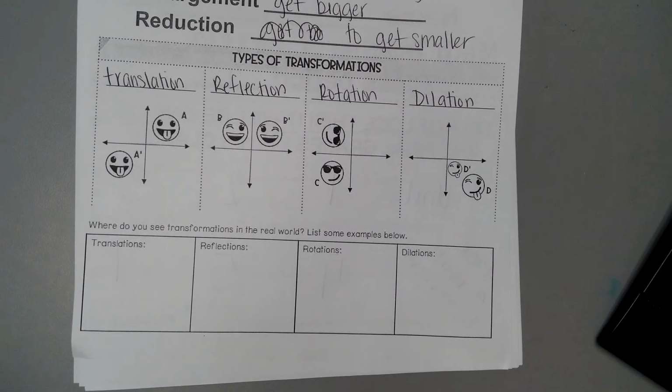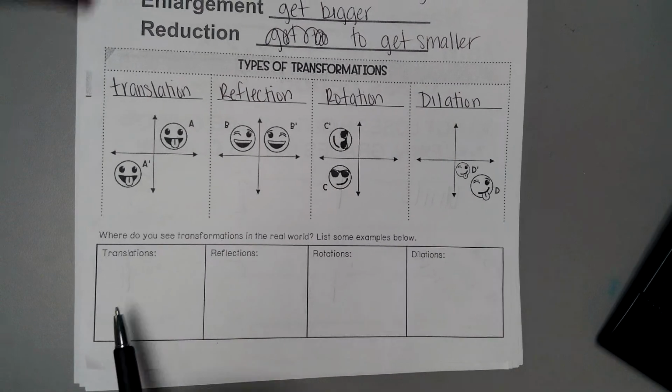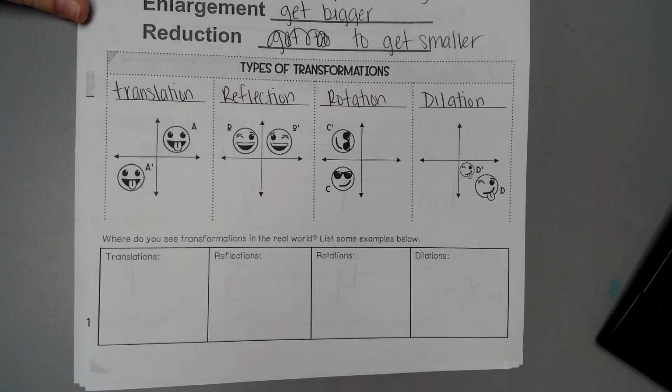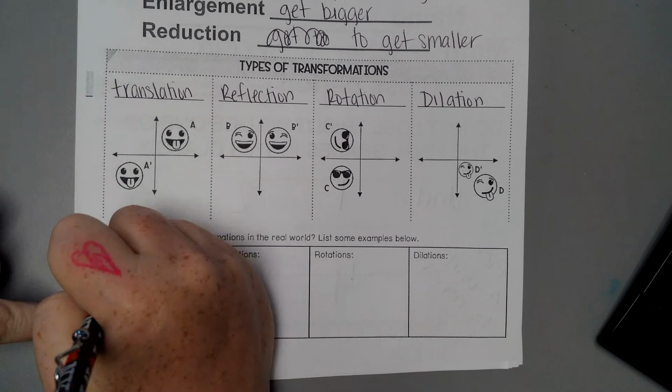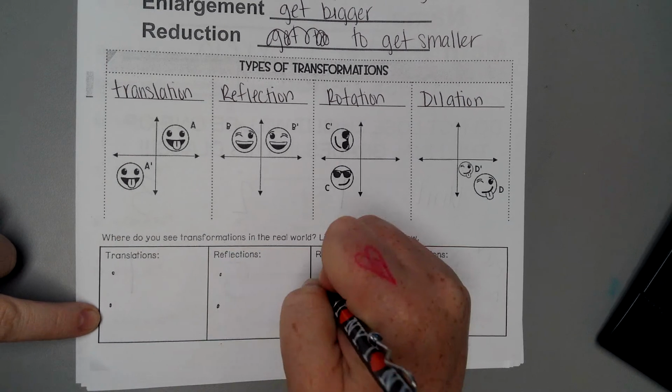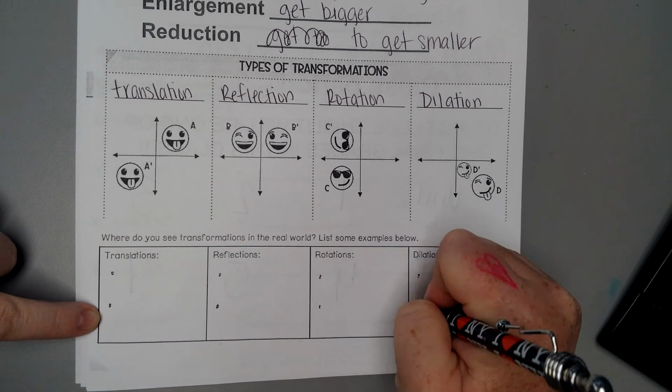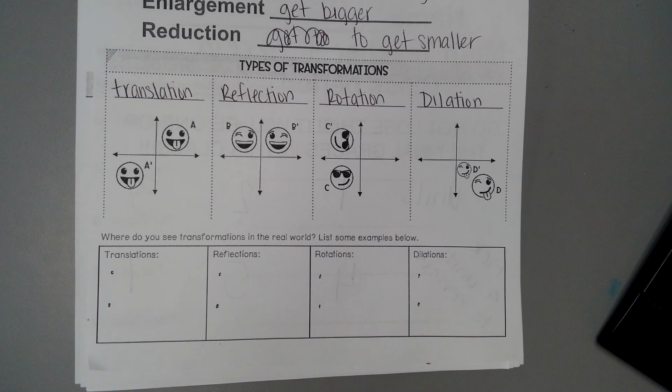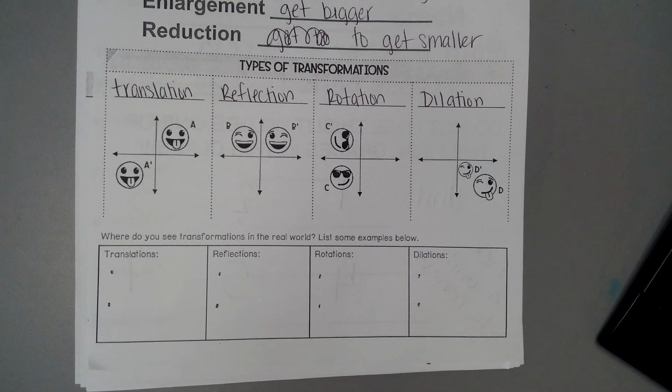Where do you see transformations in the real world? List of examples below. So translations, reflections, rotations, and dilations. You should have 2 on your paper. I'm not going to give you any. You should come up with 2 on your own.